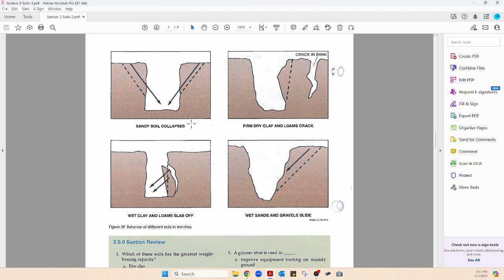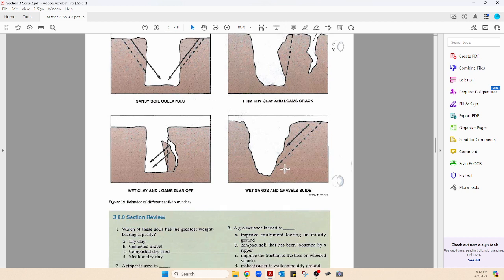This is a little section on talking about sand, and it's been in several of their modules, but sandy soil collapses. We know that. But firm, dry clay and loam soils, if they do anything when they cave in, they crack. We will get into this a little bit more in Excavation 201 because we'll be looking for signs of these cracks as we're trenching or excavating. Wet clay and loams just kind of glop off. I made that word up. And wet sands and gravels tend to slide.